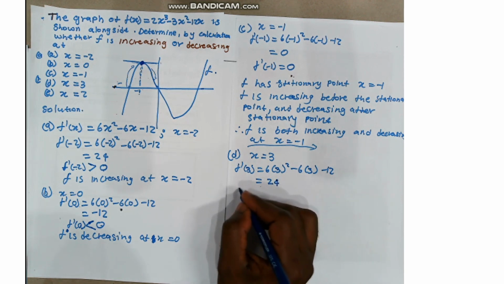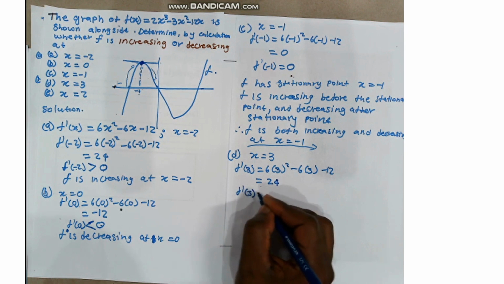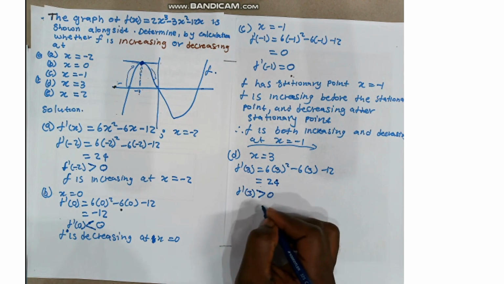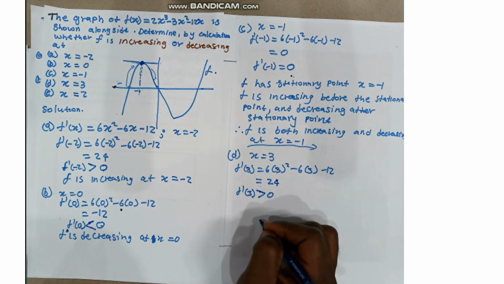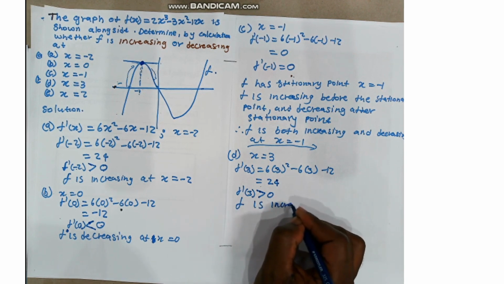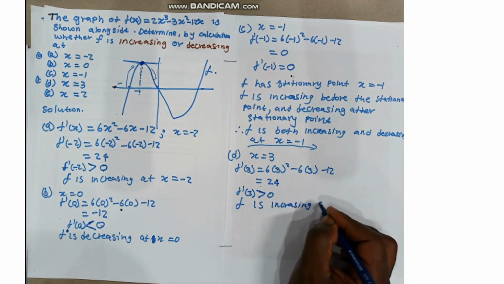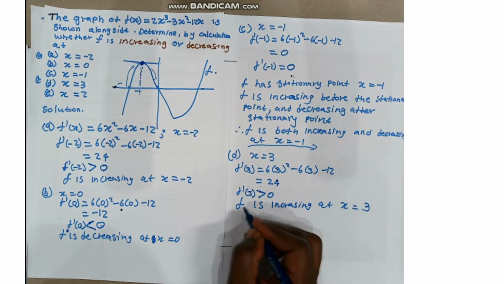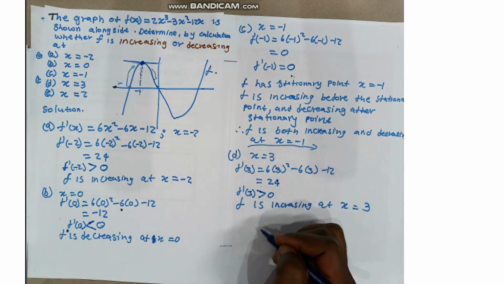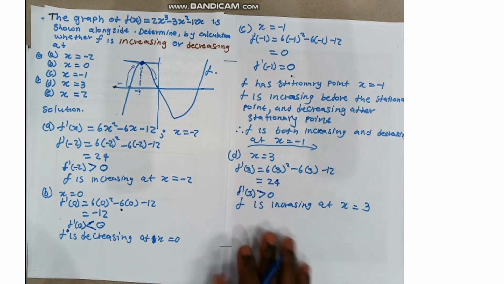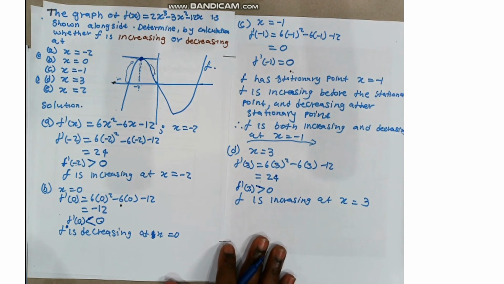Getting the 24 here, f prime of 3 is greater than 0. If it is greater than 0, what does this mean? Meaning our f is increasing at x is equal to 3. It's f that is increasing, it's not f prime of x. It's not f prime that is increasing, it's f that is increasing. I hope you get that one.